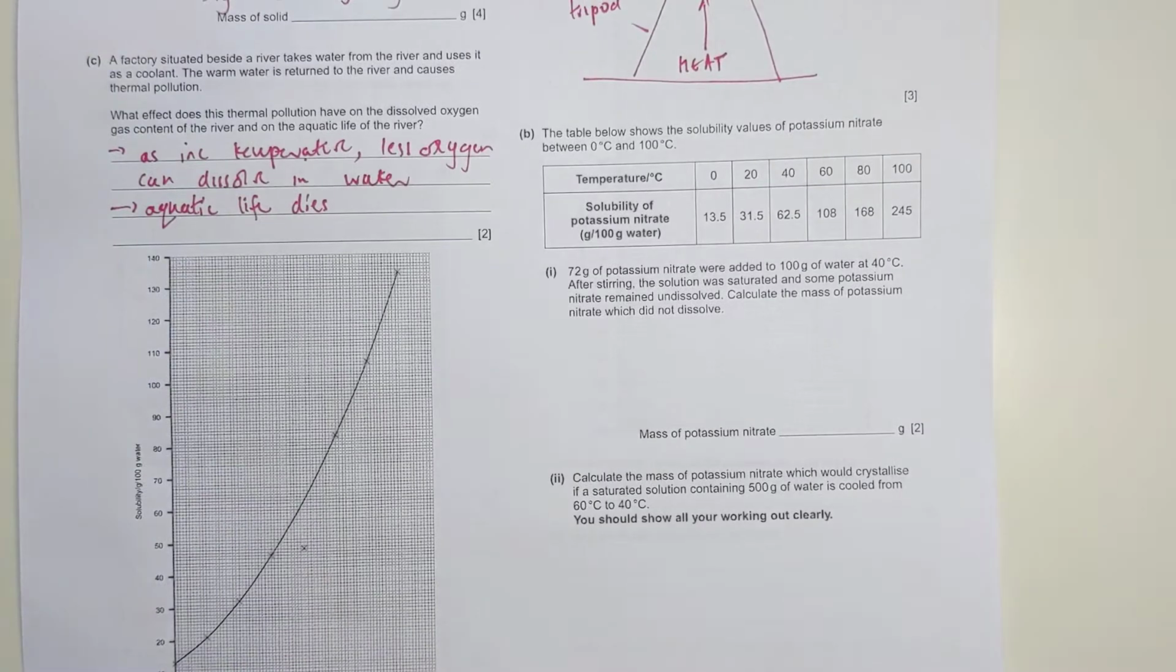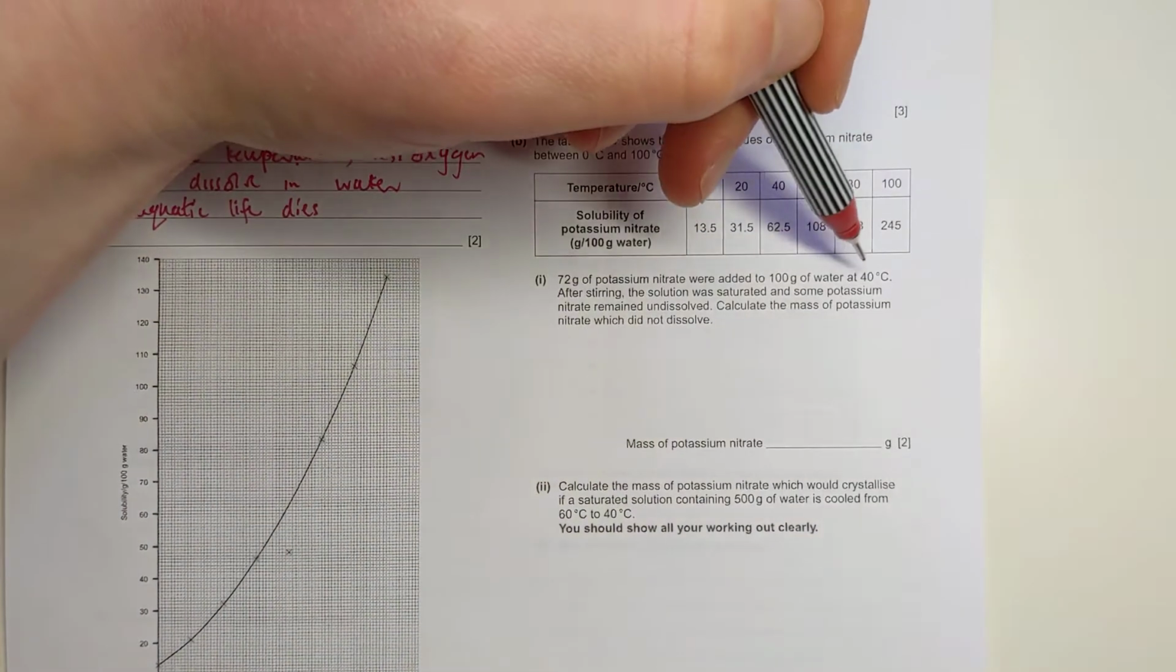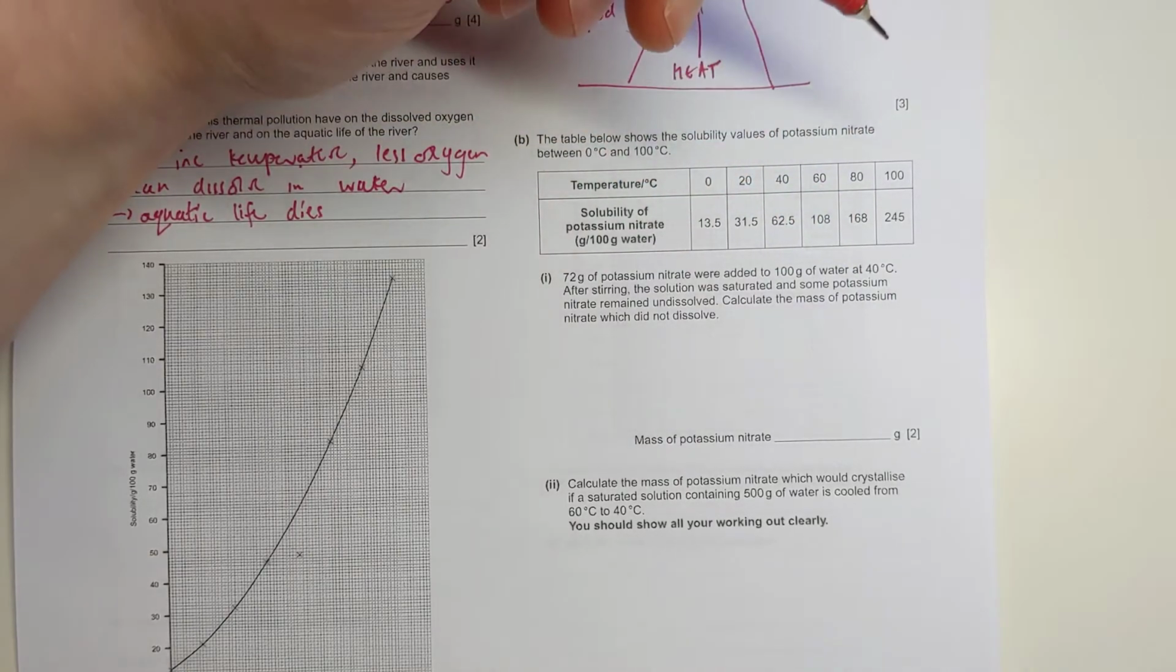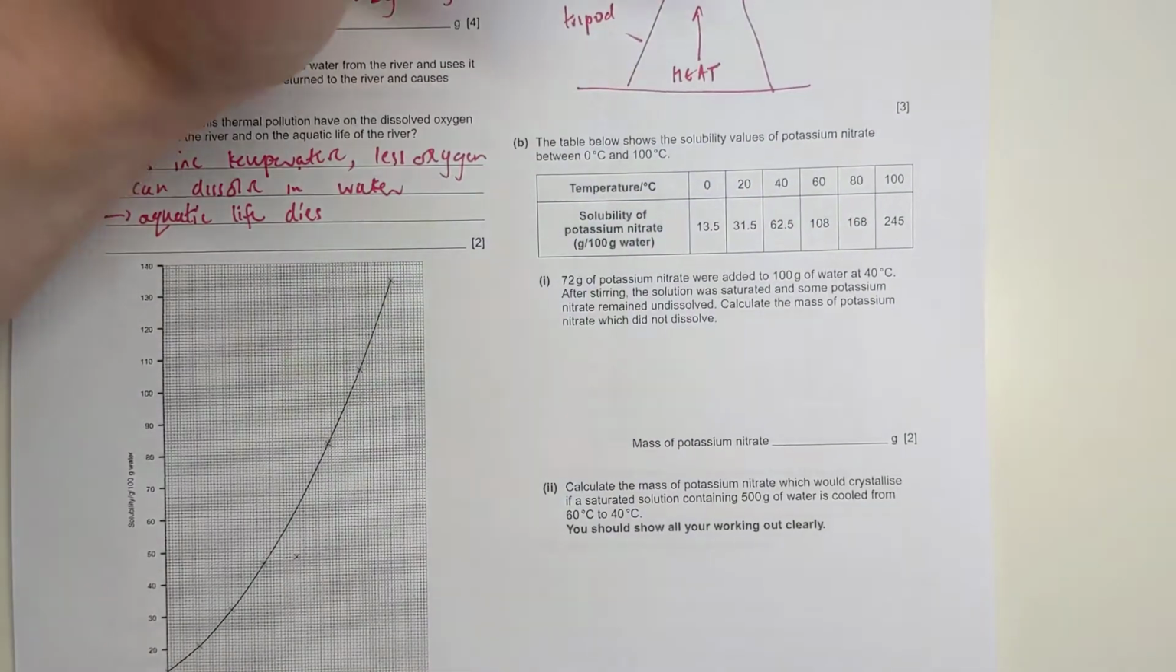Part B. So from the experiment you get these values for solubility at different temperatures, a couple of calculations to interpret those results. 72 grams of potassium nitrate were added to 100 grams of water at 40 degrees C. After stirring, the solution was saturated and some potassium nitrate remained undissolved. Calculate the mass of potassium nitrate which did not dissolve. So I haven't looked at a calculation like this. So let's look at the temperature first. We've got 40 degrees water and 100 grams of water. So there's no conversions. It's all just in the same units as what's in the table.